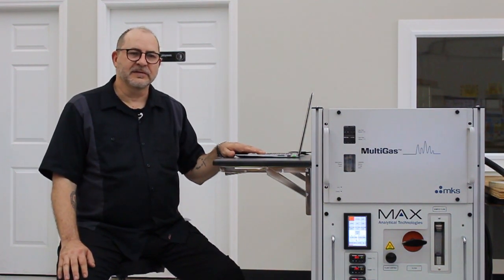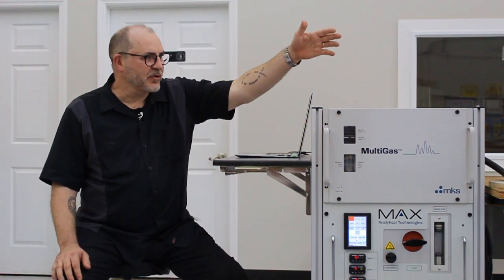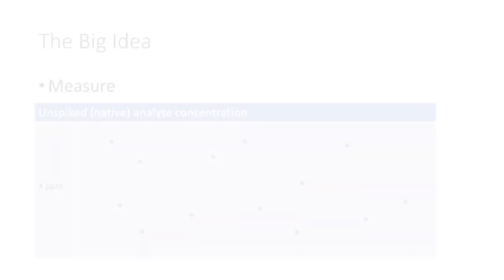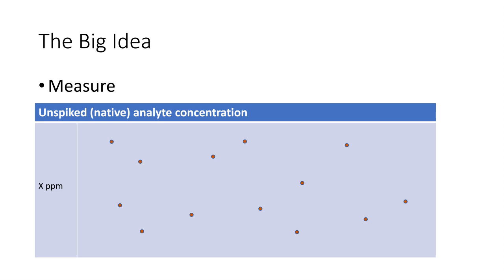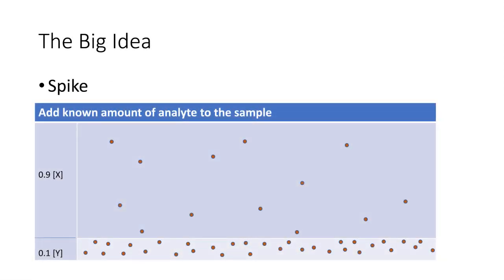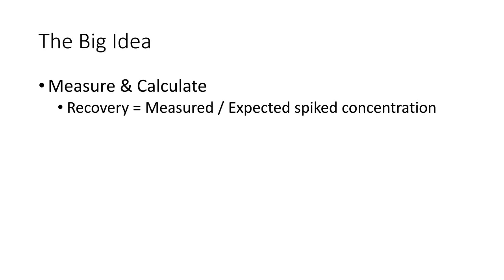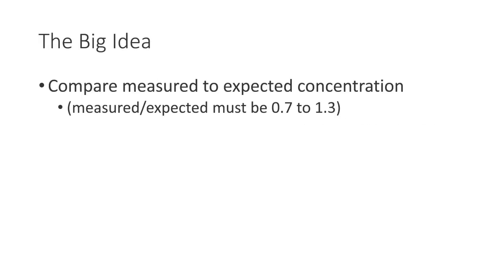So the big idea is that you demonstrate that you're validly transporting and measuring analytes all the way from the probe to the analyzer and quantifying the measurement bias of the entire system. So briefly, we measure the unspiked or native analyte concentration that's in the stack, and then we add or spike a known amount of analyte to that sample stream. You calculate the expected concentration, you compare measured to expected concentration, and the average of that measured to expected needs to be between 70 and 130%.